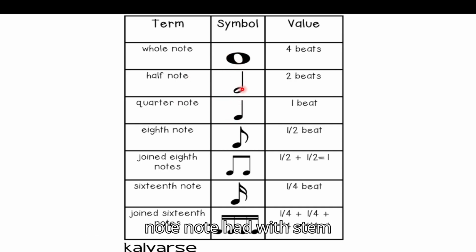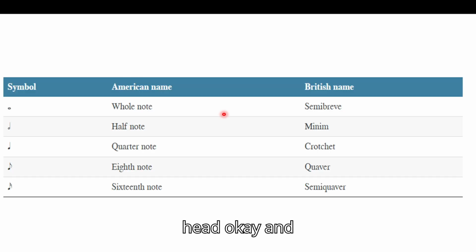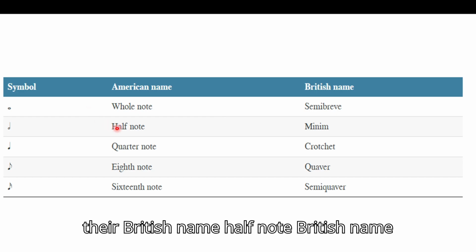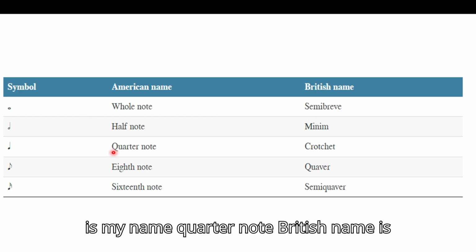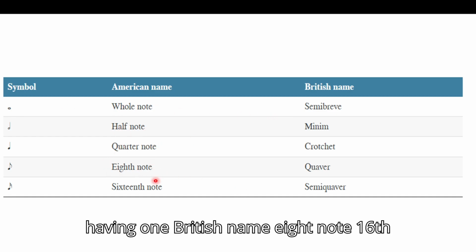Just look at these symbols. This is a whole note, a note head with a stem, a note head with a stem, the filled note head. And these are the symbols with their American names and their British names. Half note, the British name is minim. Quarter note, the British name is crotchet. Likewise, the whole note also has a British name, as do the 8th note and 16th note.